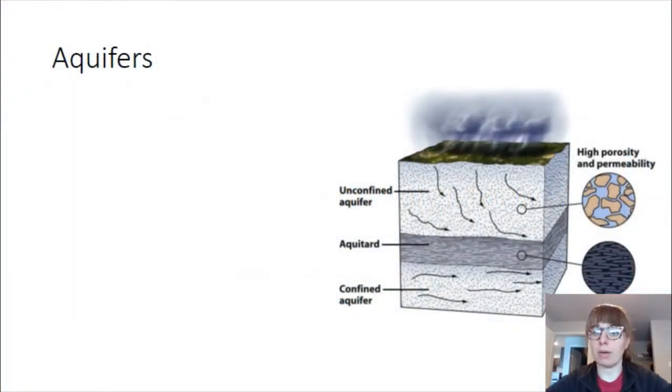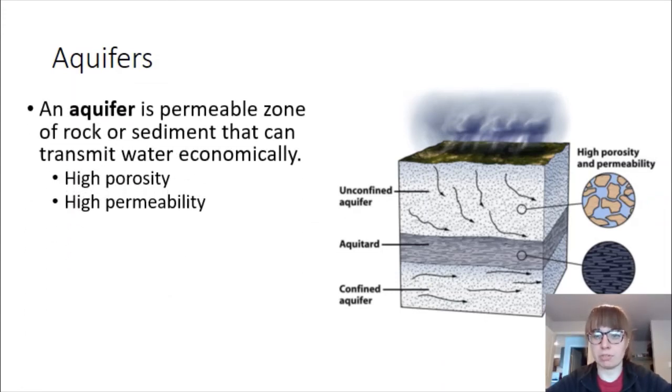When we're thinking about groundwater movement, we typically refer to something called an aquifer, which is just a permeable zone of rock or sediment that is transmitting water economically. So aquifers are places where you have high porosity, so you have lots of pore space, and high permeability, so that pore space is well connected. And when you have high porosity and high permeability, water is able to easily move through that medium.